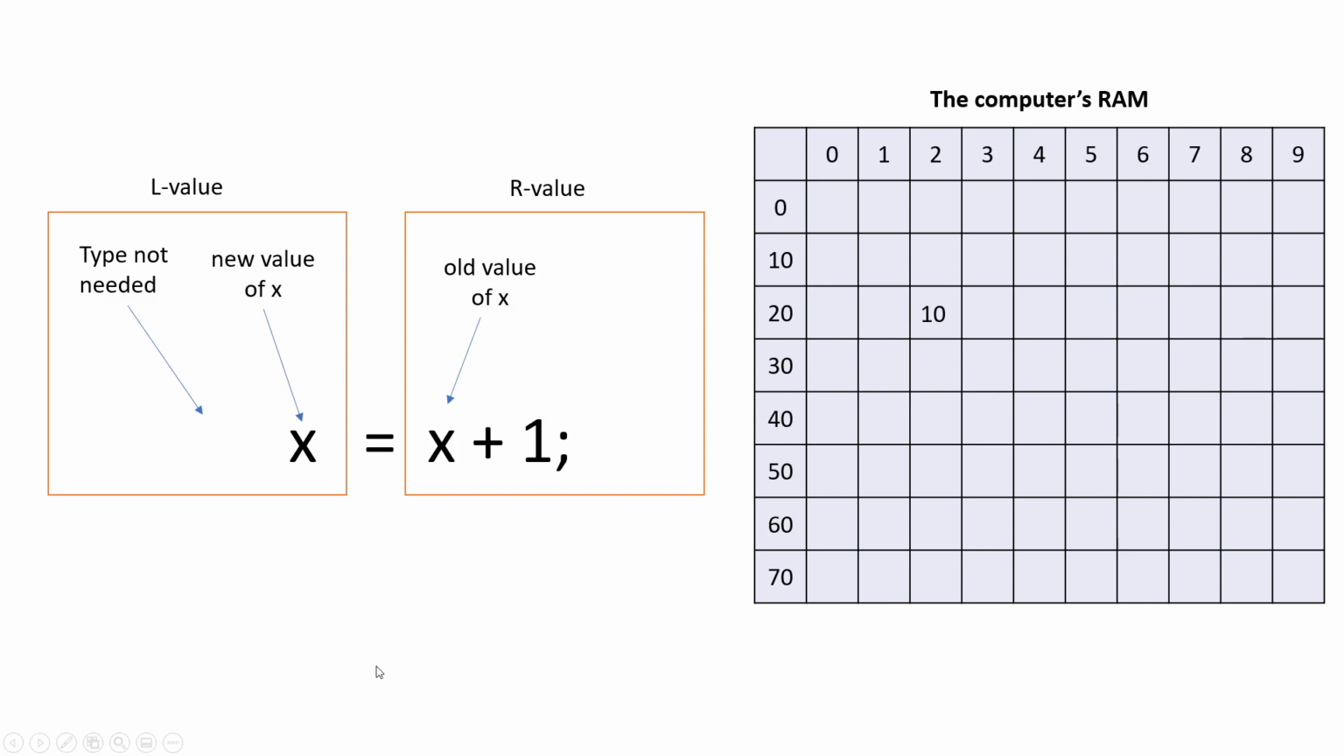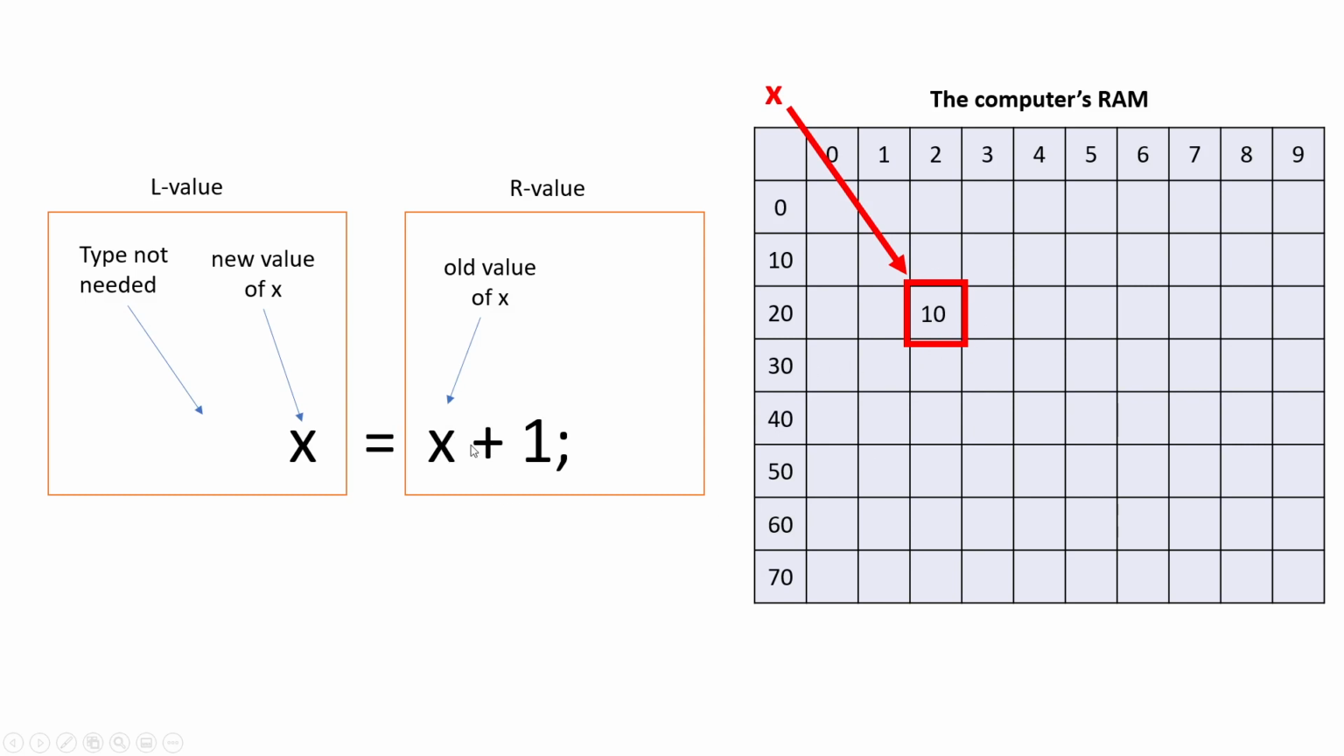Now, in the R value, anytime I mention x, I'm talking about the old value inside that location in memory. So remember, x points to that number 10. Well, x points to that location in memory, and that location in memory, when I start doing this command, contains the value 10. So everywhere on the right of the equals sign where I mention x, I'm talking about the value 10.